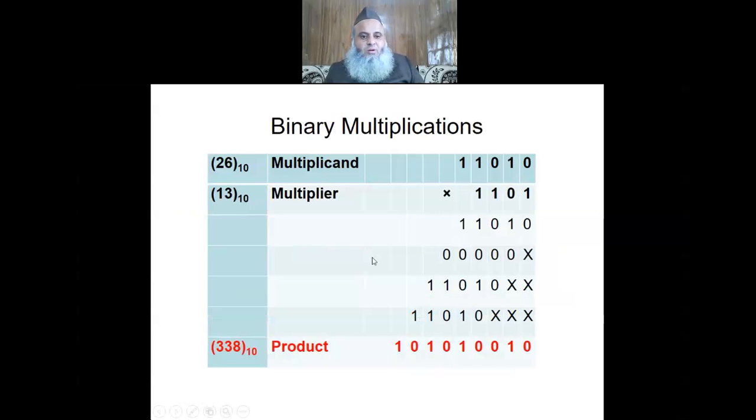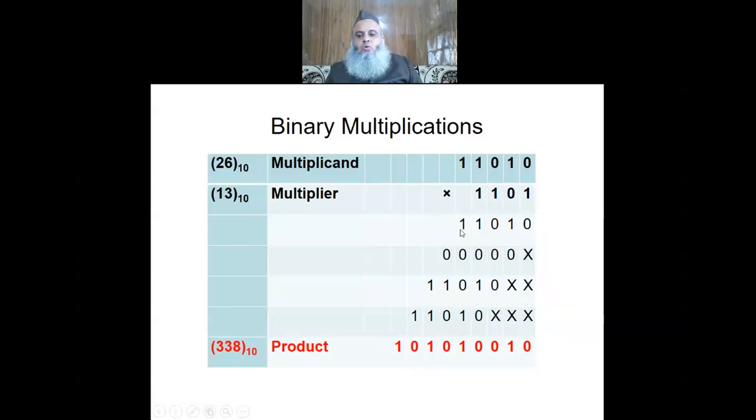Binary multiplication. Can we do binary multiplication directly? Yes. This is the multiplicand, this is the multiplier. Just as we do in decimal or other bases, I have placed the multiplicand here, I have placed the multiplier here. The first step, I'll multiply this entire thing with 1, which is easy. Anything multiplied with 1 remains the same thing.